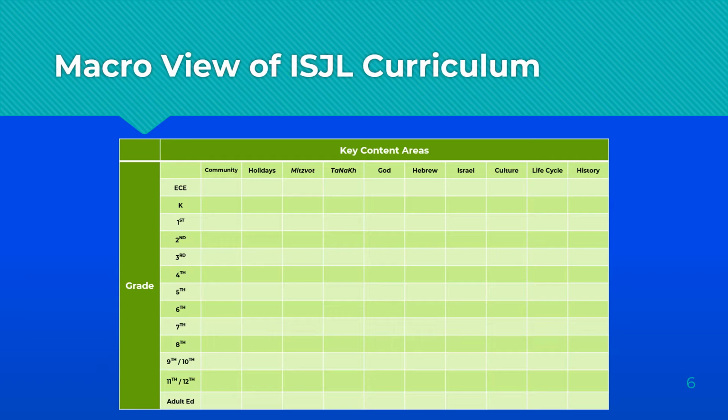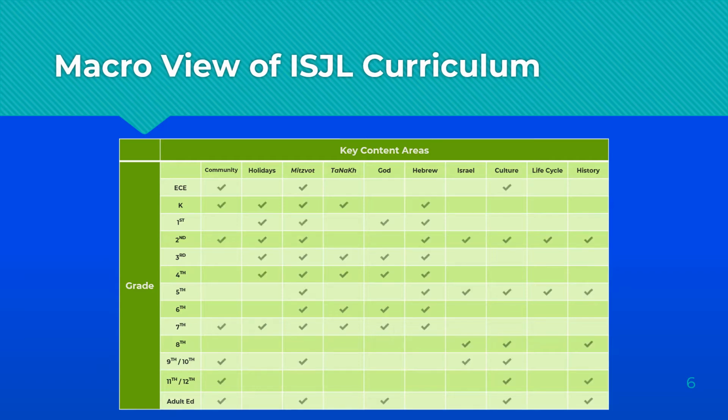The ISJL curriculum ranges from grades pre-K through 12. Each grade visits 10 key content areas with increased sophistication as they progress throughout the curriculum. The 10 key content areas include community, holidays, mitzvot, Tanakh, which is an acronym for Torah, prophets, and writings, God, Hebrew, Israel, culture, lifestyle, and history.